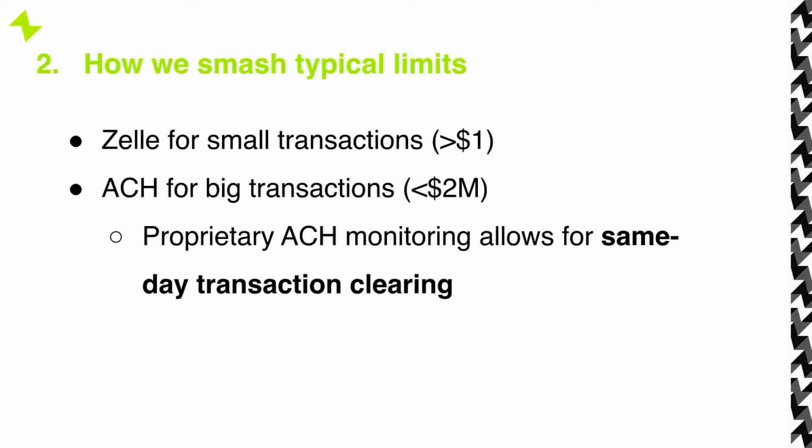And we can use ACH for big transactions. And we found a way to actually monitor ACH clearing past the halfway point where it's no longer able to be canceled. And this allows us to clear the trade more quickly. Generally speaking, you have to wait a few days for an ACH transaction to properly settle. But we found ways around that.